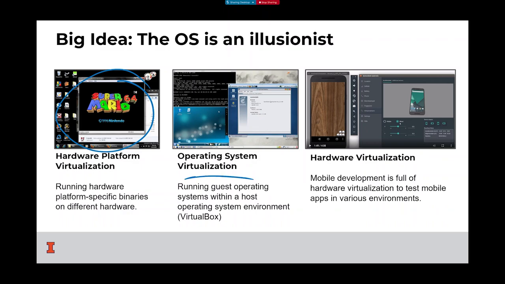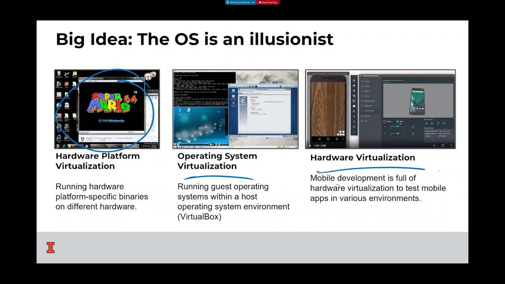You can also virtualize entire operating systems. If you've ever used virtual machines on your operating system, like VirtualBox, or any of the other tools, you can virtualize an entire other operating system. WSL does some of that, allowing you to run Linux inside of Windows. You run an entirely different operating system within another operating system.